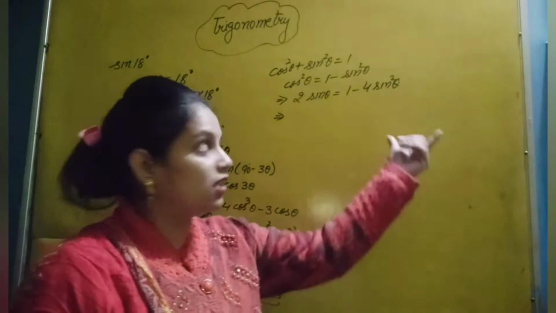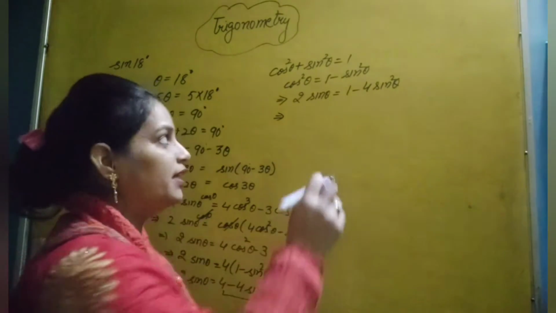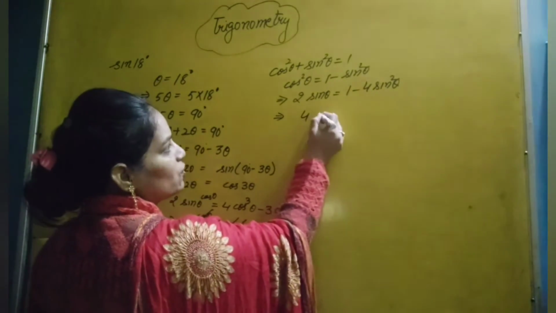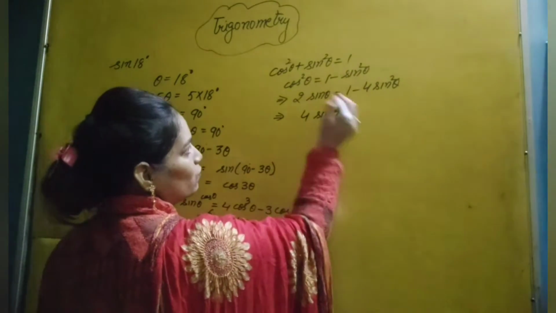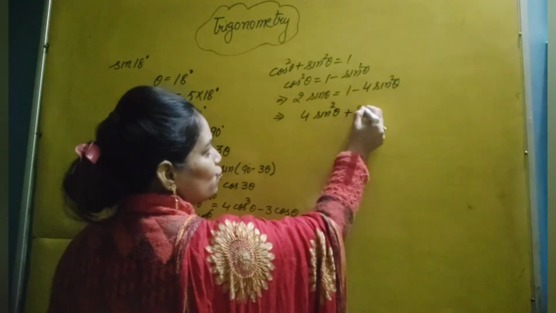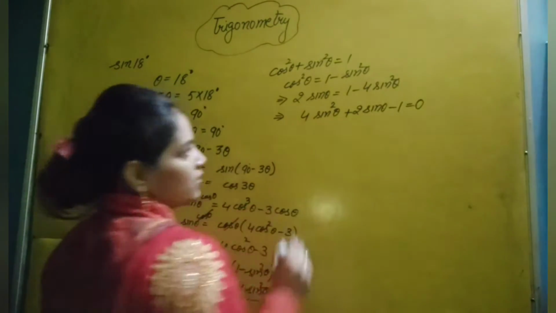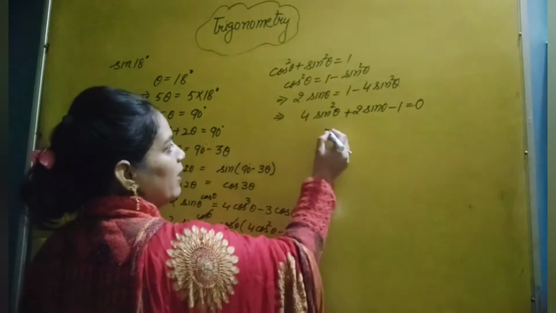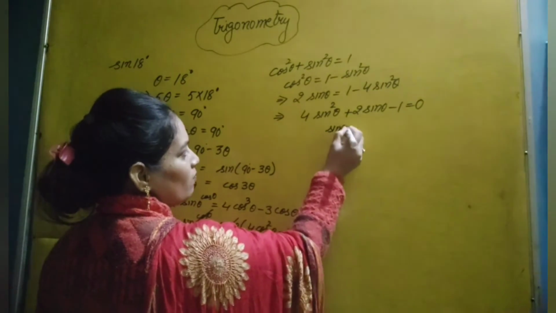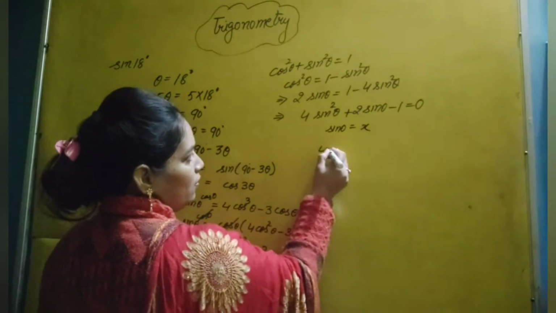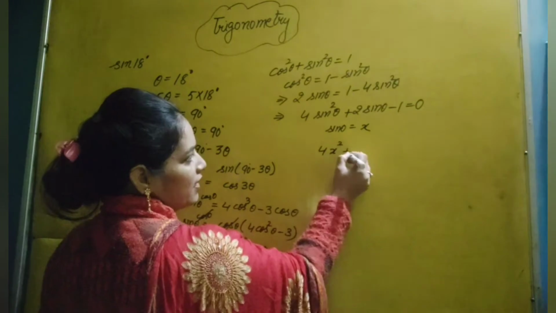Now I will take both the terms from the right hand side to the left hand side. So it will become a quadratic equation in sin theta, that is 4 sin square theta plus 2 sin theta minus 1 is equal to 0. By taking sin theta as x, I will make it a quadratic equation in x.